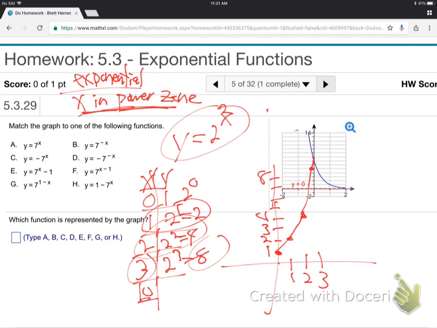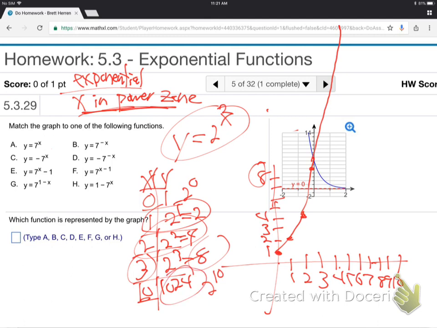Let me jump to 10. Where's 10? Right here. 4, 5, 6, 7, 8, 9, 10. How high is it at 10? 2 to the 10th. What's 2 to the 10th? 1,024. Do I have room for that on my graph? This is 8. No. I can't even get to 20, let alone 100, let alone 1,000, and it's just past that.